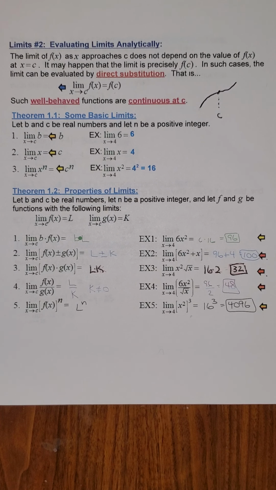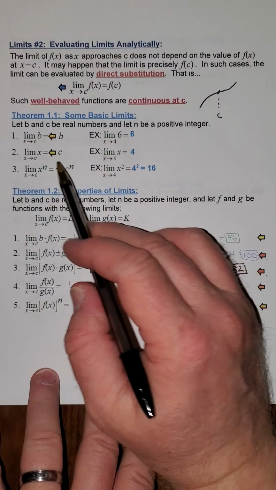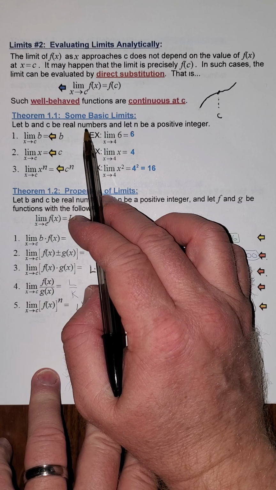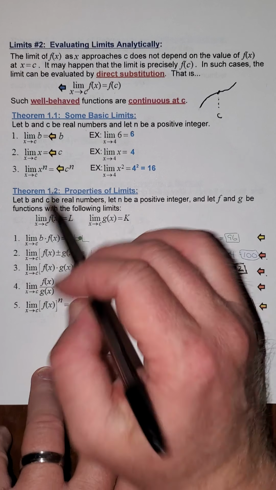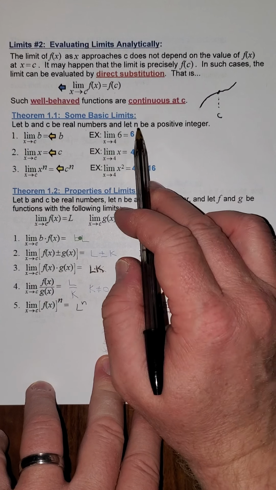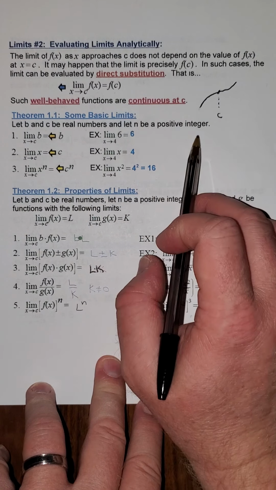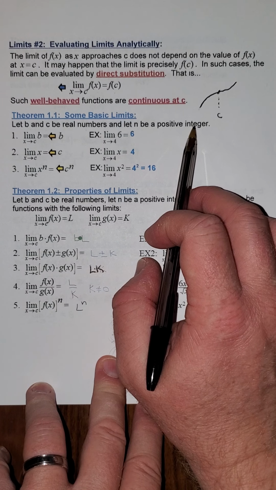Now, we're going to look at some basic properties for limits, some real simple stuff. We're going to let b and c be real numbers. So when you see b, that's a constant. When you see c, that's a constant. When you see x, that's a variable. n is going to be some positive integer, so no decimals, no fractions, anything like that.